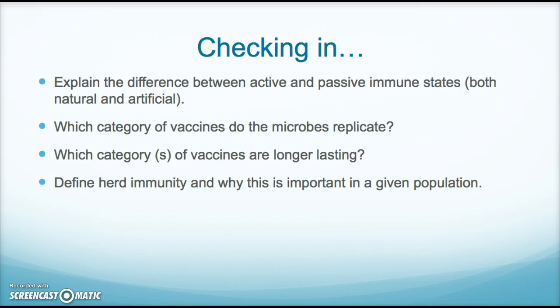So checking in, you should know the active and passive immune states, both natural and artificial. What category of vaccines do the microbes replicate? What category of vaccines are longer lasting? And then be able to explain what herd immunity is, define it, and why it's important in a given population.